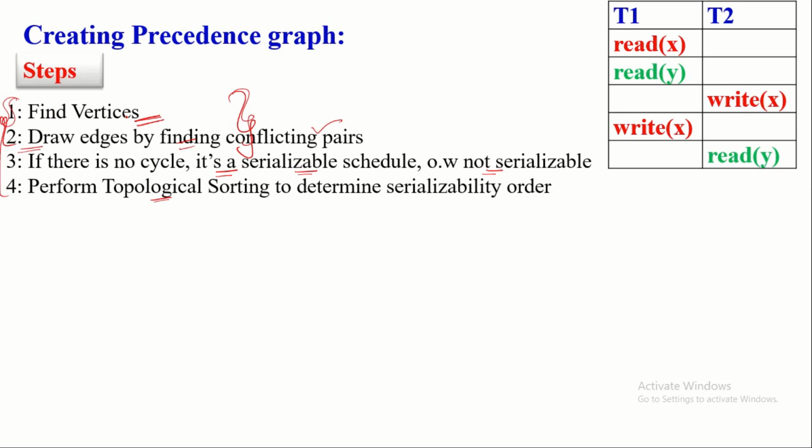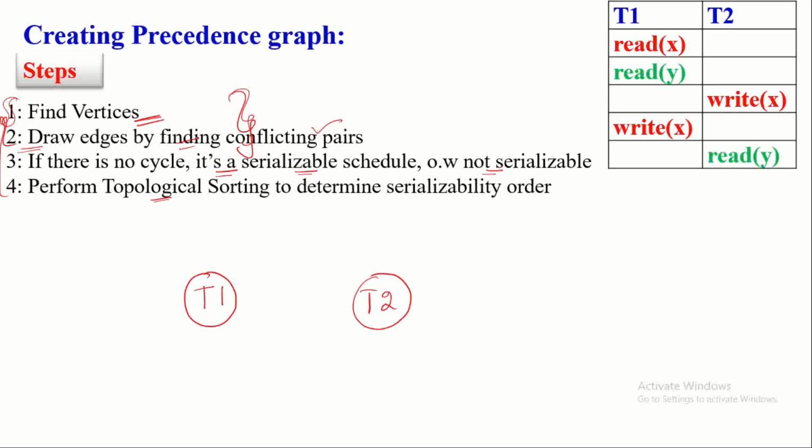What is the first step? We have to find the vertices. As we just learned, vertices represent the transactions in the given schedule. That is, here in the schedule, two transactions are there, right? So these two are the vertices. Then now we have to determine what edges are to be drawn between these two transactions.